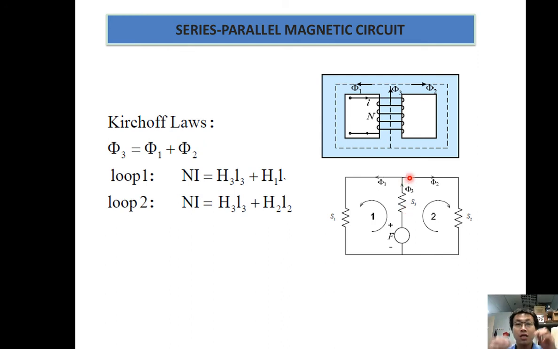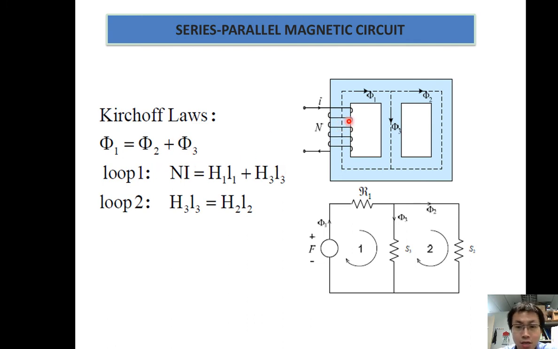So what I need to do is I create several equations. So Kirchhoff's law, phi 3 in will become out, out. So phi 3 equals phi 1 plus phi 2. Phi 3 goes in, phi 1 goes out, phi 2 goes out. Then loop 1, the source will distribute to these two reluctances. So NI equals H3L3 plus H1L1. Same as well, loop number 2, the source will be H3L3, H2L2. It is exactly the same as the Kirchhoff voltage law. Actually, I need to put a plus minus here, okay.